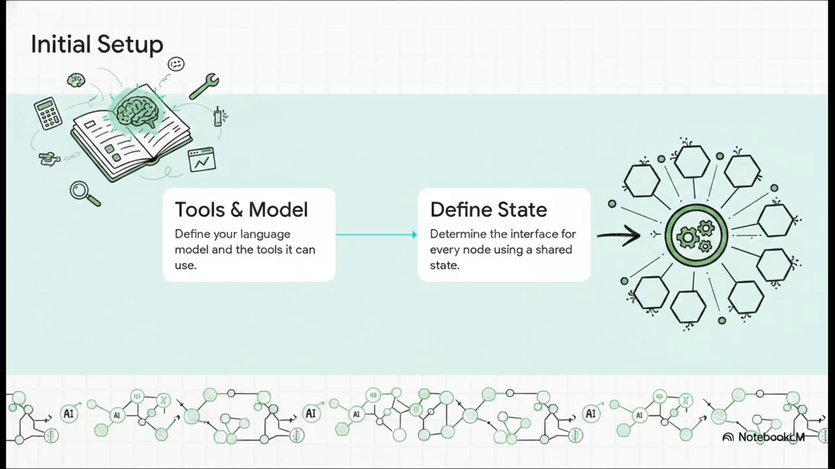Step 2 is defining the state. Now, this is absolutely crucial because it determines the interface for every single node in your graph. By using something like messages state, you're making sure that every new message or tool output is safely appended to the ongoing chat history, rather than accidentally overwriting everything that just happened.